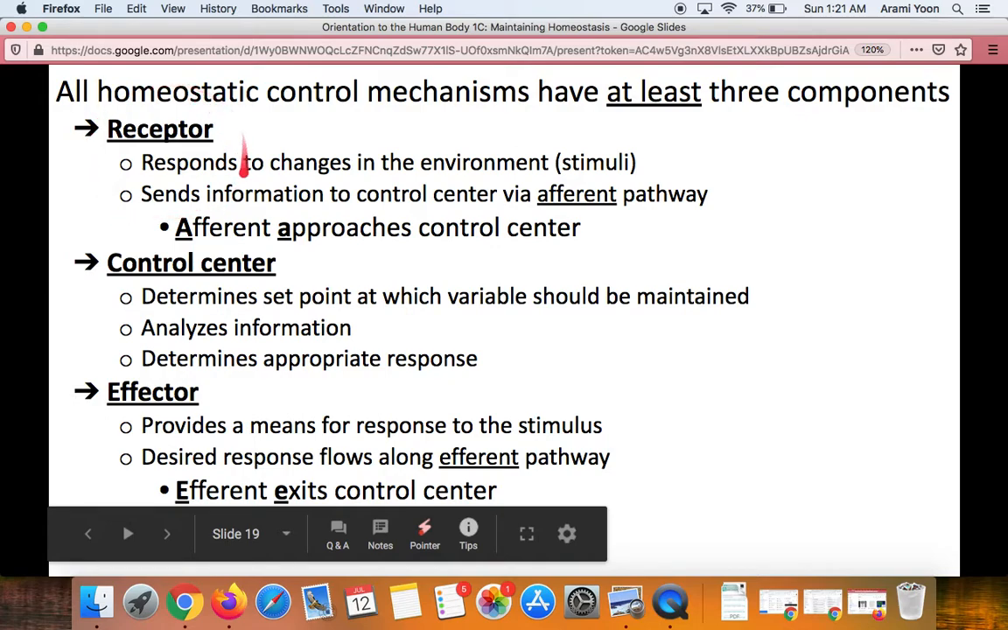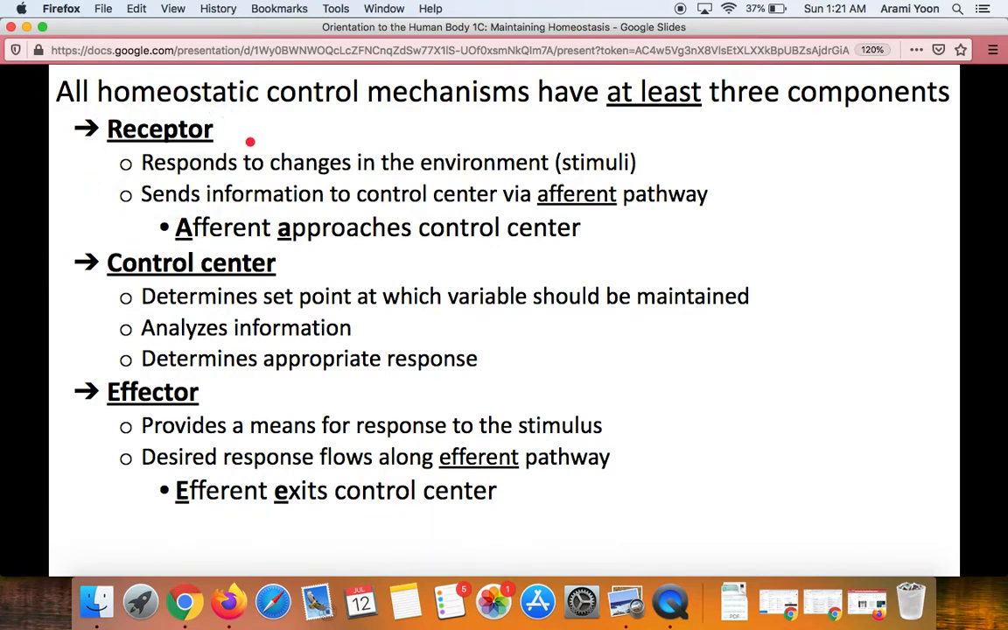There's a receptor that will respond to changes in the environment, which are also known as stimuli, and they'll send that information to control centers via the afferent pathways. Afferent means that it's in the direction that approaches the control center. So an afferent pathway is an information pathway that goes up to the brain.